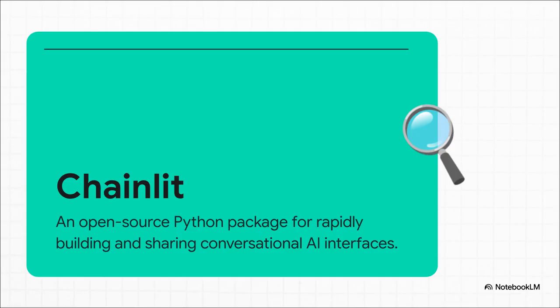Okay, so you've built this powerful engine in the background with LangChain or LlamaIndex. Awesome. But how does a person actually talk to it? You need a front end, right? An interface. And that's where a tool like Chainlit comes in. It's specifically designed to let you build and share a chat interface for your AI app, like really, really fast.